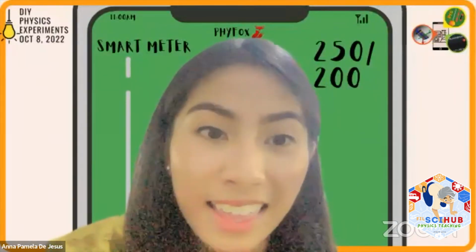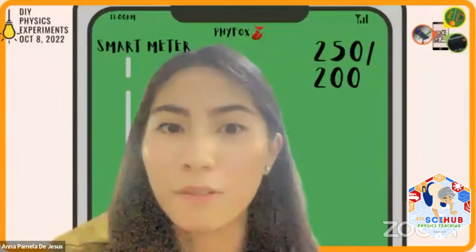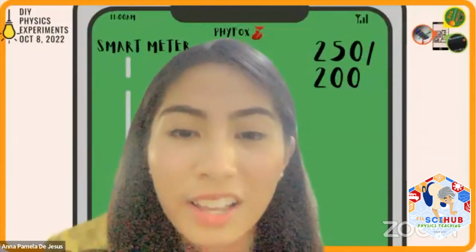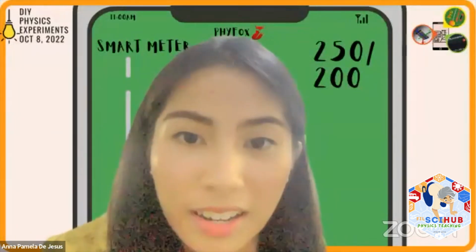There are a lot of answers being sent here in the Zoom chat box. So the correct answer is either. So it depends on the phone. So you have to discover it. So nasan ba yung sensor ng phone natin? Kung nasa front ba siya or nasa back. So you can use either the front cam or the rear cam.